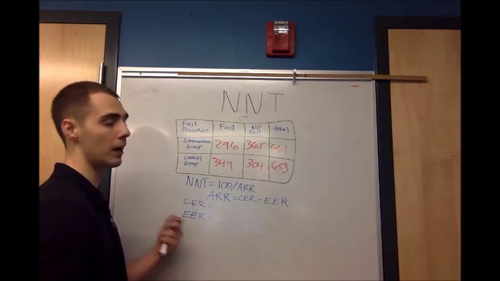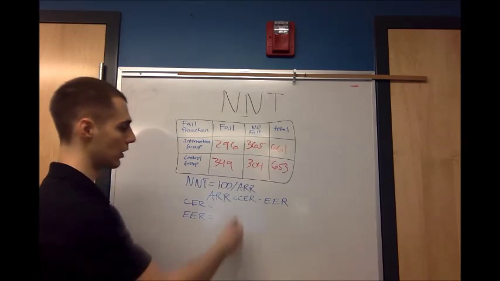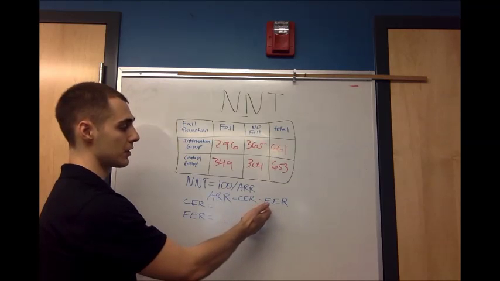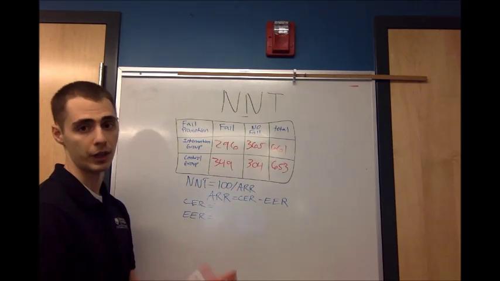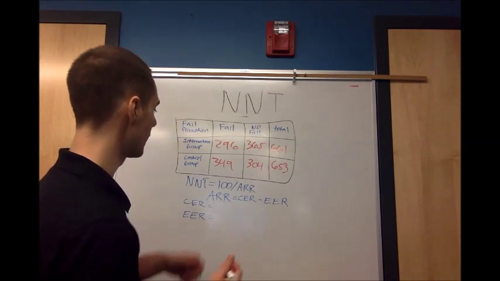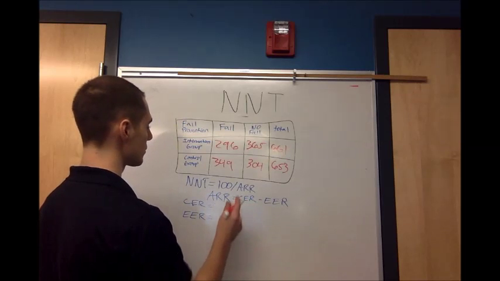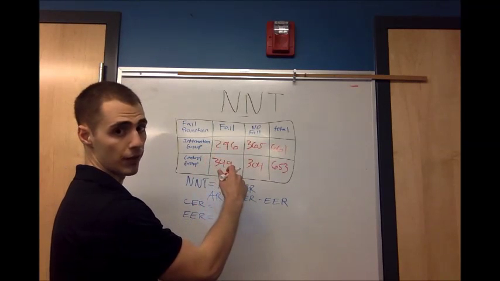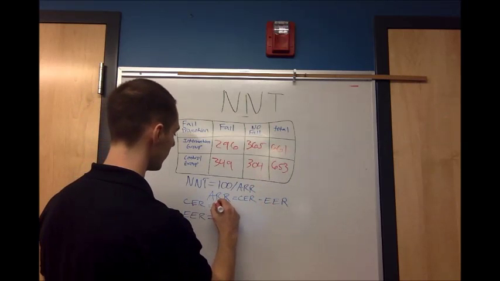I'm sure you're wondering, how do I calculate the absolute risk reduction? Well, that's going to be our control event rate minus our experimental event rate. And then we can divide 100 by that number and we'll get our NNT. So let's go ahead and do that. For our control event rate, it's going to be the individuals who fell divided by the total population of that group.